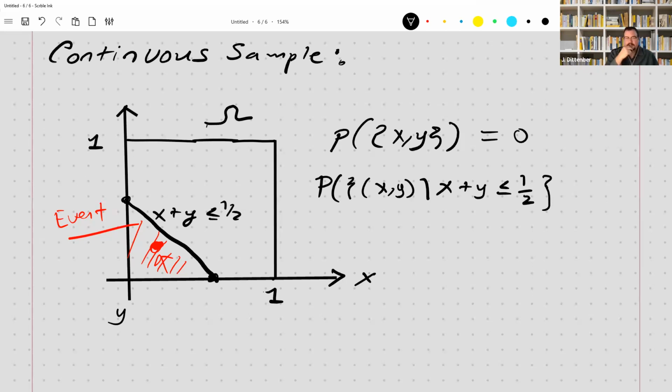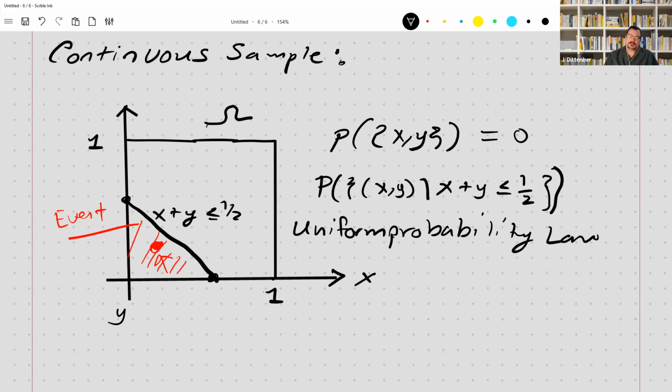Okay, so here we can calculate this probability by using something called the uniform probability law. And what this does is it allows us to consider that the probability in a continuous sample space is equal to the area.